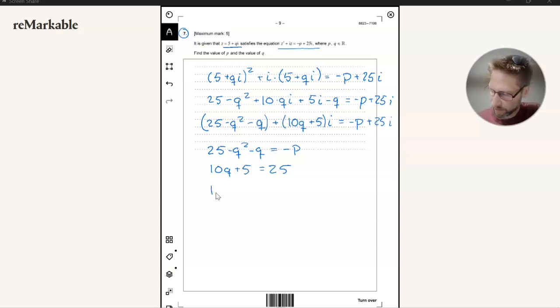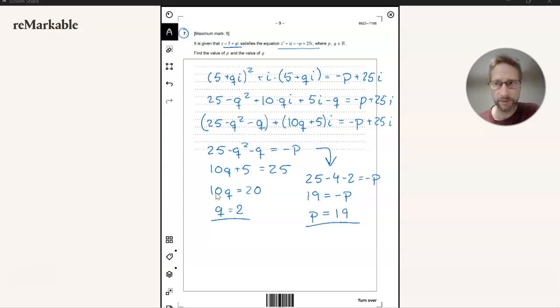If we take that one, we get that 10q is 20, so q is 2. And that makes the first equation much nicer. So going to this one, we put in q being equal to 2, it says that 25 minus 4 minus another 2 is minus p. So what's that? That 19 is equal to minus p, so p is 19. And we're done. Except for this last step, again being one of those things you do when you work really fast. If minus p is 19, then p is not 19, it's minus 19.